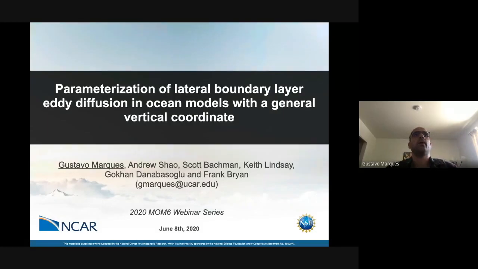So I'm going to talk about the parameterization of lateral boundary layer eddy diffusion in ocean models with a general vertical coordinate. This work is done in conjunction with Andrew Shao, Scott Bachman, Keith Lindsay, Gökhan Danabasoglu, and Frank Bryan. We started working on this project when Andrew Shao visited us in September of 2019. That's when we started putting these ideas together and writing a module in MOM6 to implement this kind of diffusion. I want to thank Andrew in particular for coming here and helping us with this task.